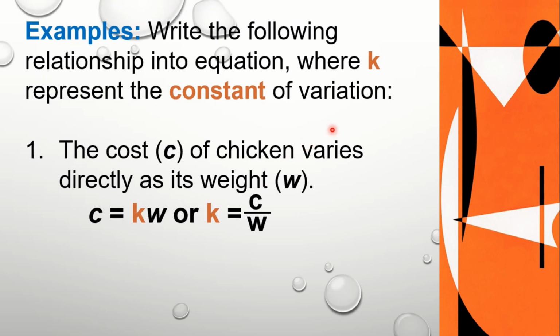How to write the following relationships into an equation, where k represents the constant of variation. 1. The cost of chicken varies directly as its weight. So the two quantities given here are C, cost of chicken, and W, the weight of chicken. So we write C is equal to k times W, or k is equal to C over W.